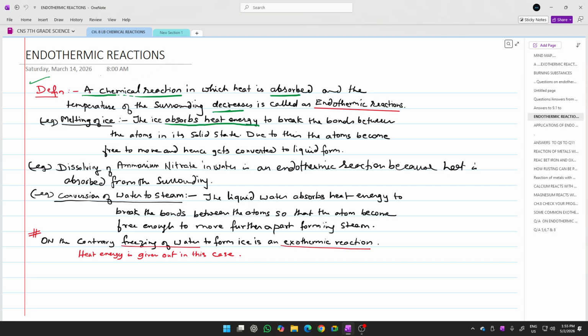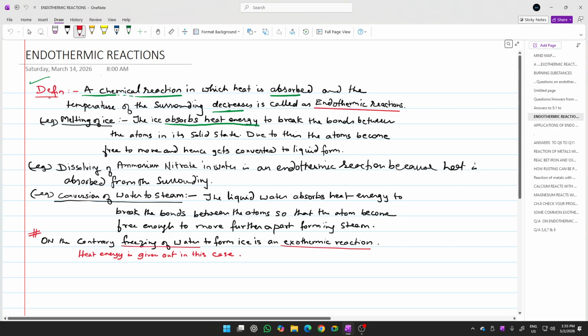First of all, let us go by the definition. What is the definition of an endothermic reaction? A chemical reaction in which heat is absorbed and the temperature of the surroundings decreases is called an endothermic reaction.